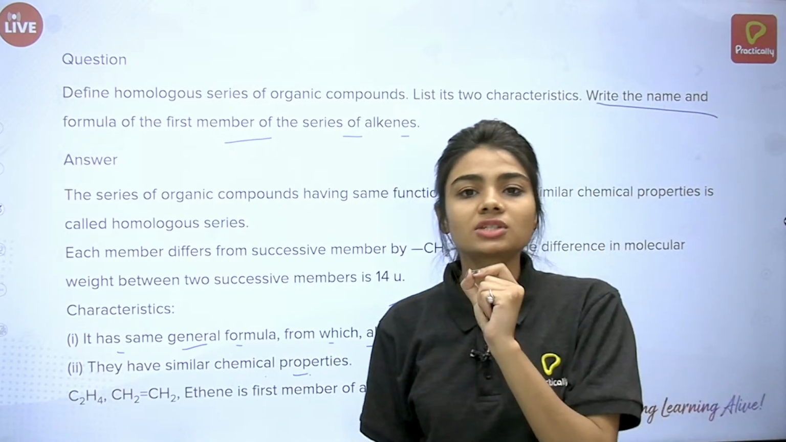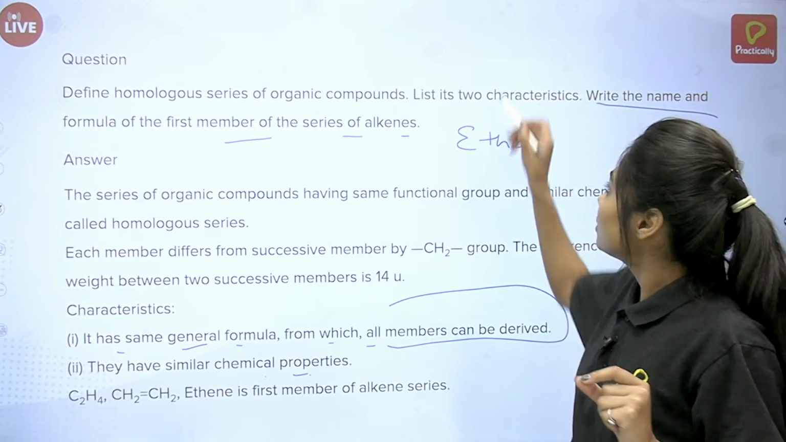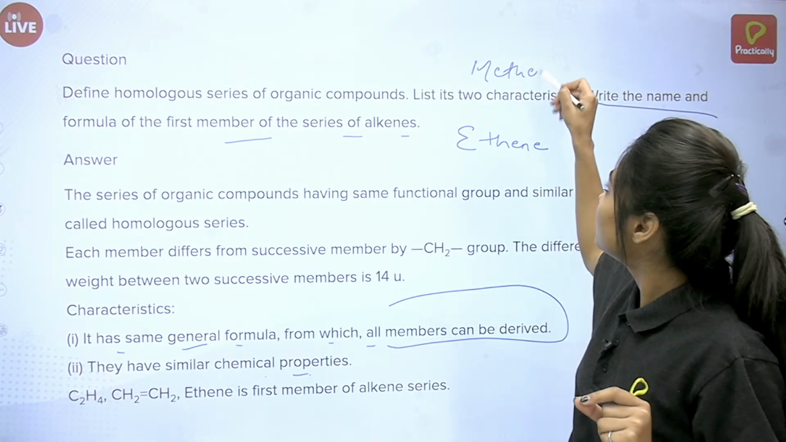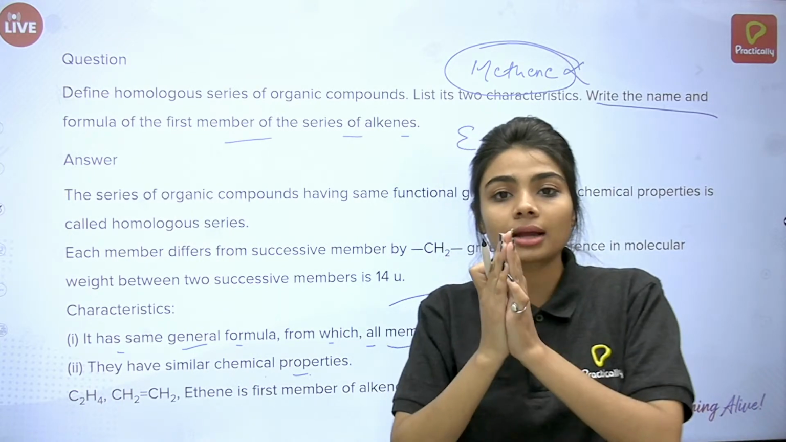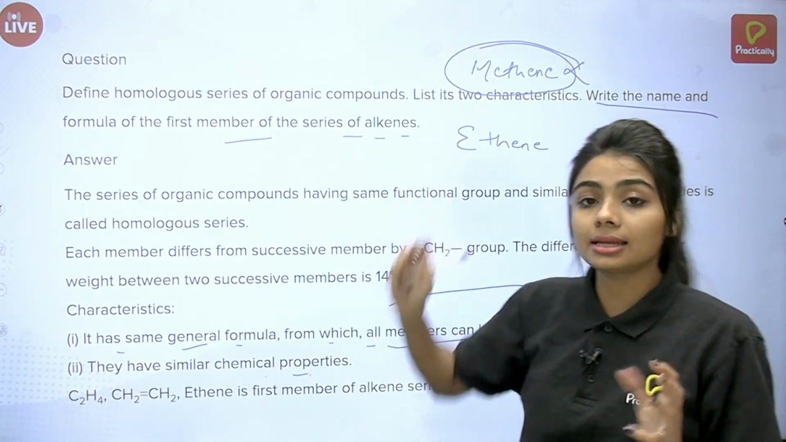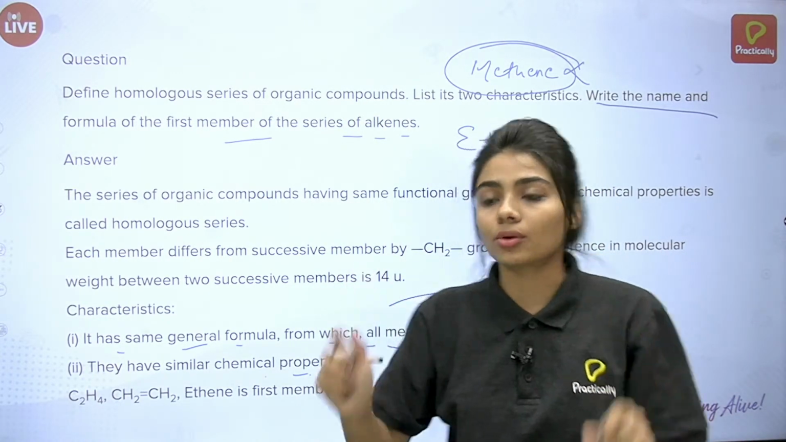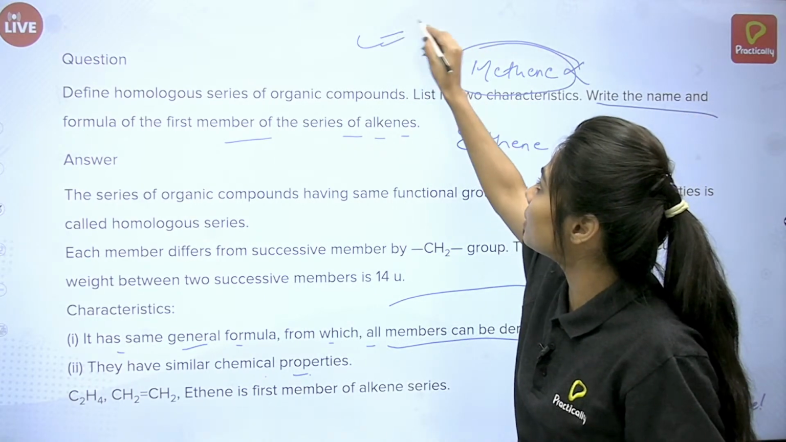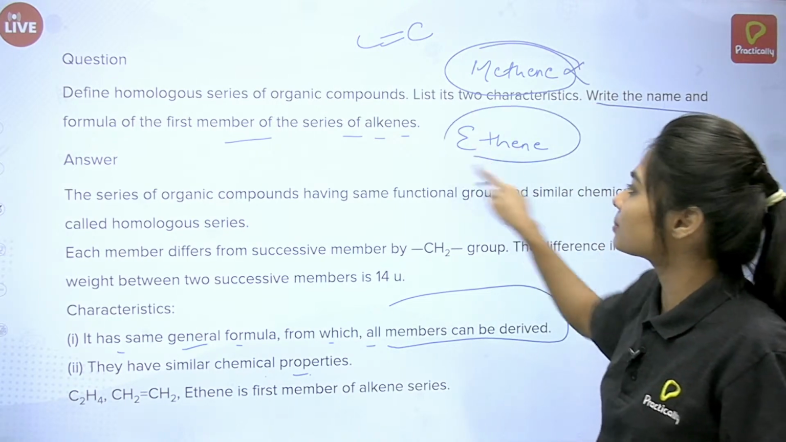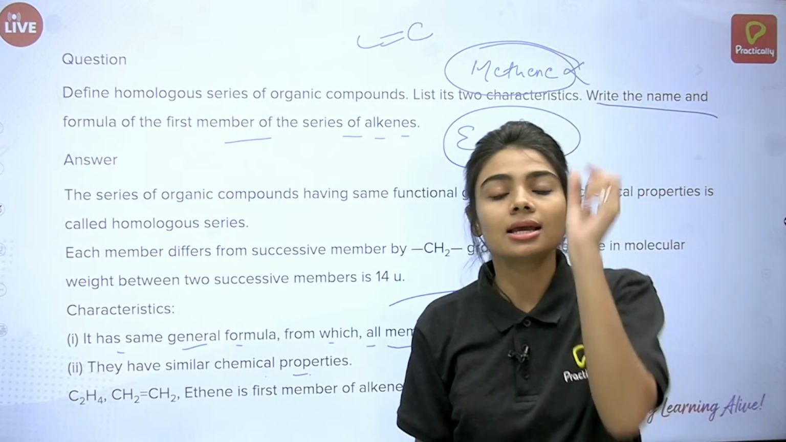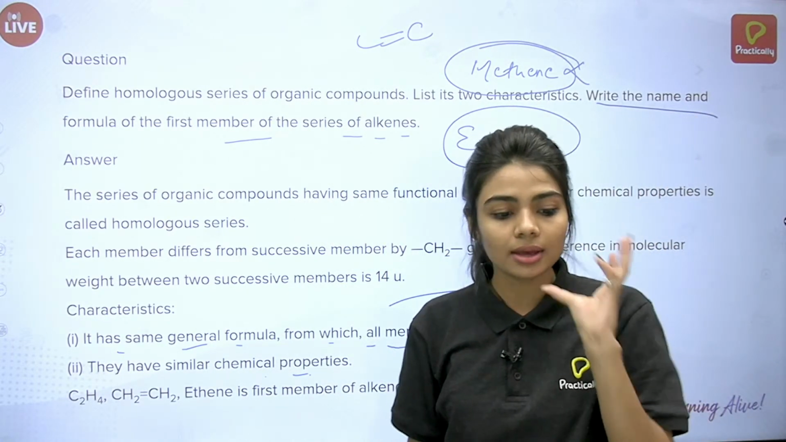So the first member of series of alkene is ethene, not methene. Methene is not there. Why? Because of covalent compound. If I talk about alkene, then what is alkene? When you are having two carbons and they are forming double bond with each other. So there should be minimum 2 carbons to form the double bond. So that's why methene should not be there. The first member of alkene series is ethene. Same for alkyne series. The first member of alkyne series is ethyne. Okay, remember this thing.